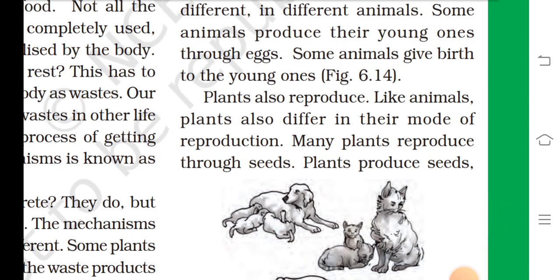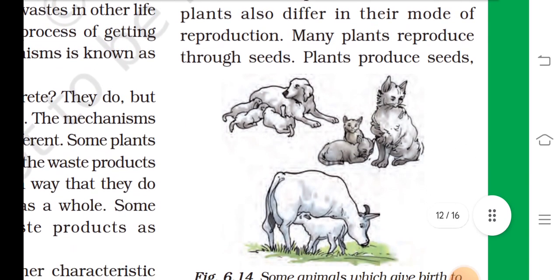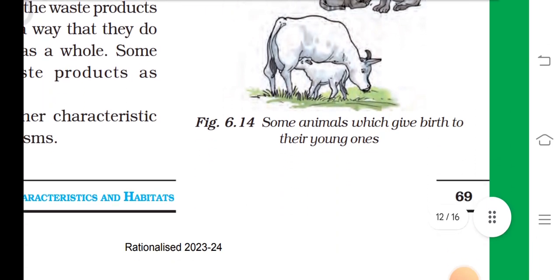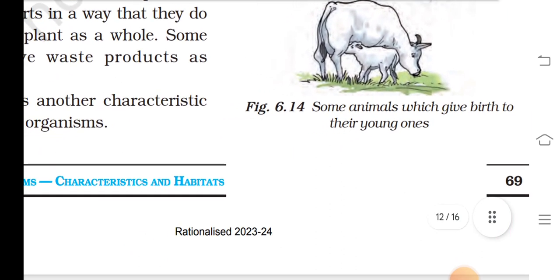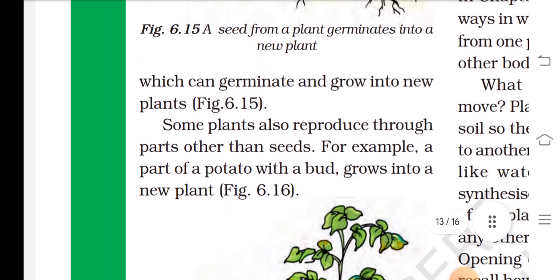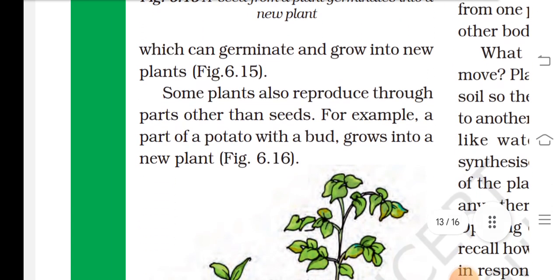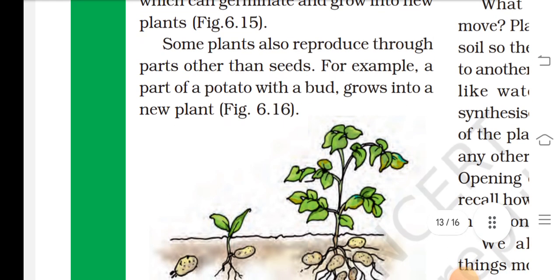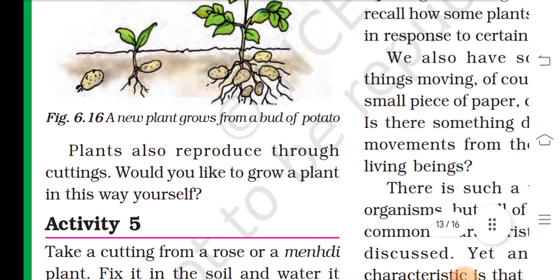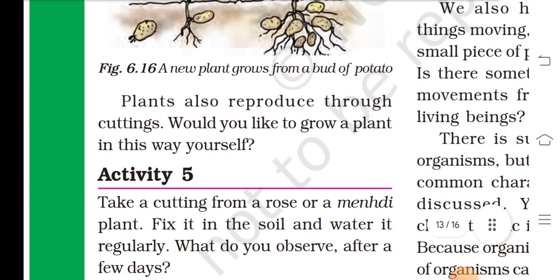Plants also reproduce like animals. Plants also differ in their mode of reproduction. Many plants reproduce through seeds. Seeds from plants germinate and grow into new plants. Some plants also reproduce through parts other than seeds. For example, a part of a potato with a bud grows into a new plant. Plants are also reproduced through cuttings.